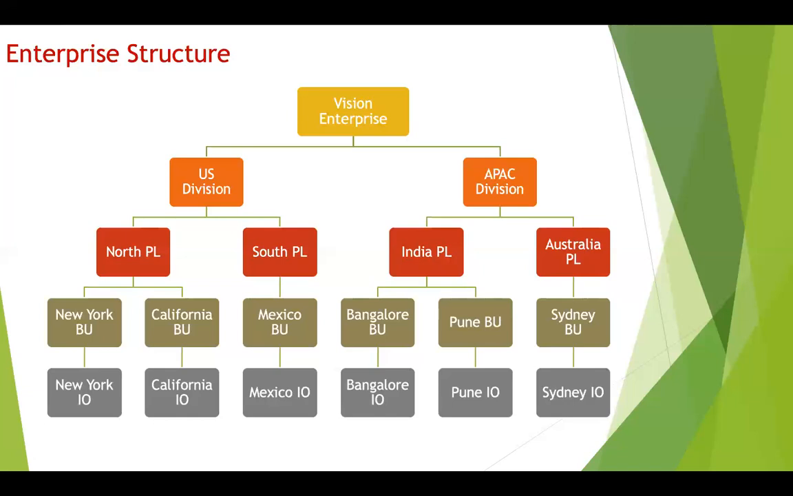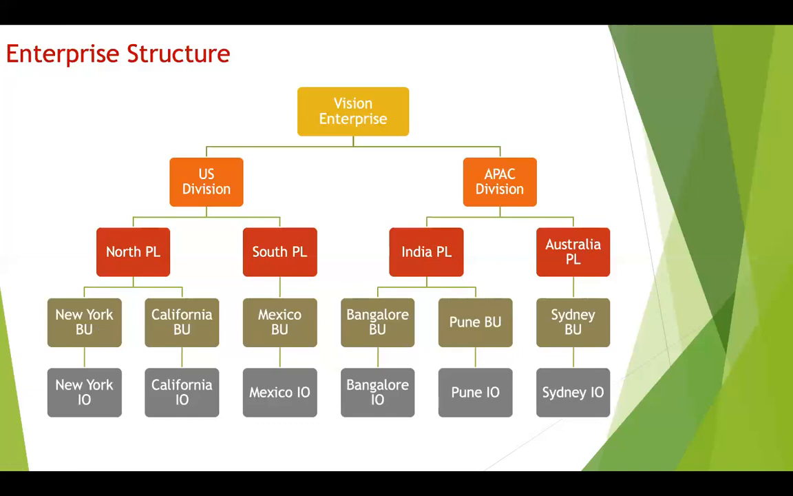Under the North America primary ledger, there are two business units, New York and California. Then under the South primary ledger, there is a Mexico business unit. Similarly, for the India primary ledger, there are Bangalore and Pune business units. Under Australia primary, there is a Sydney business unit.